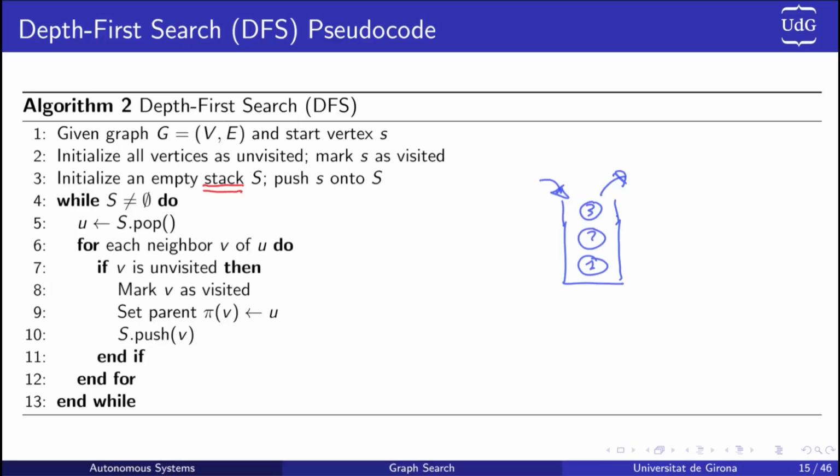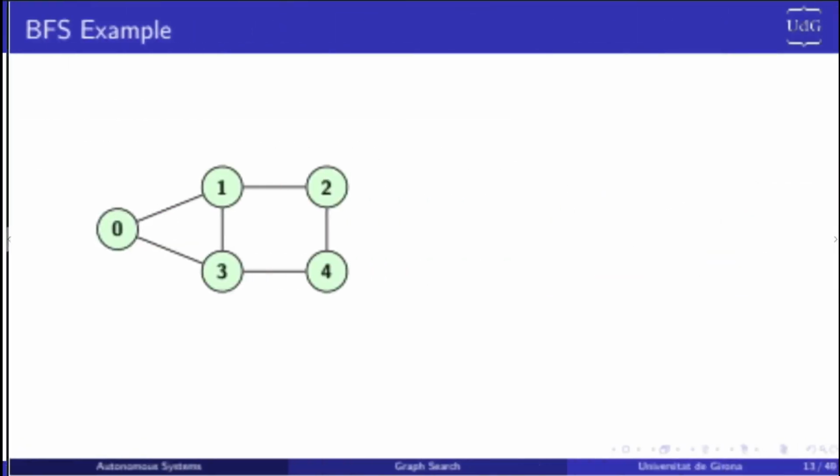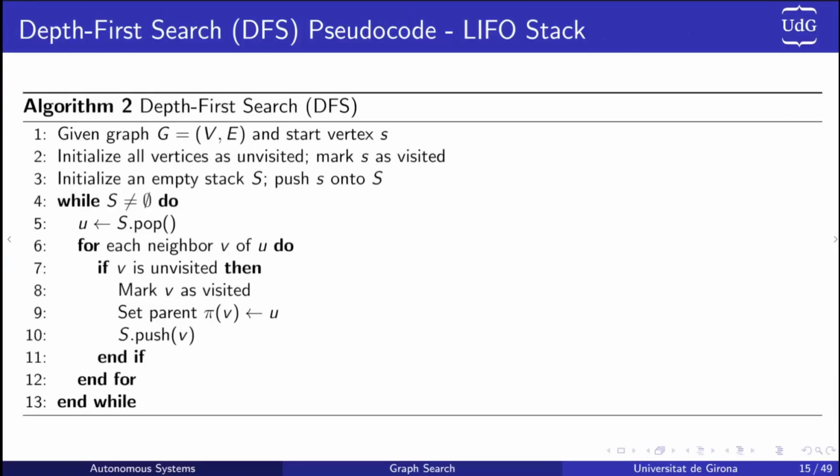For the rest, it's exactly the same. I use exactly the same pseudocode. I use the pseudocode for the breadth first search, where we use a queue, and for the depth first search we use a stack. This S-push, this is a stack. This is how I like to implement this algorithm, and it's exactly the same algorithm, just changing this structure.